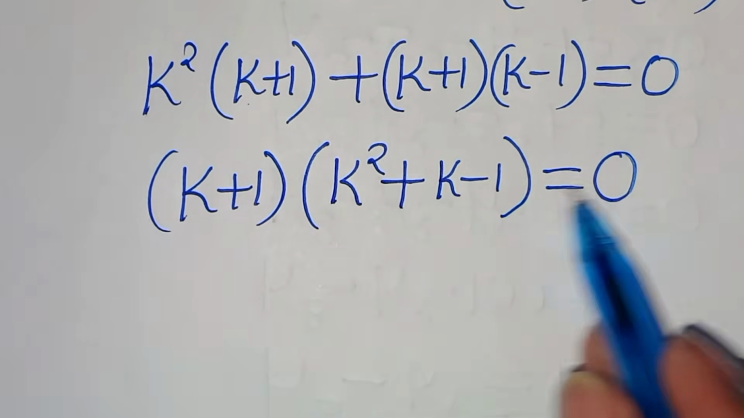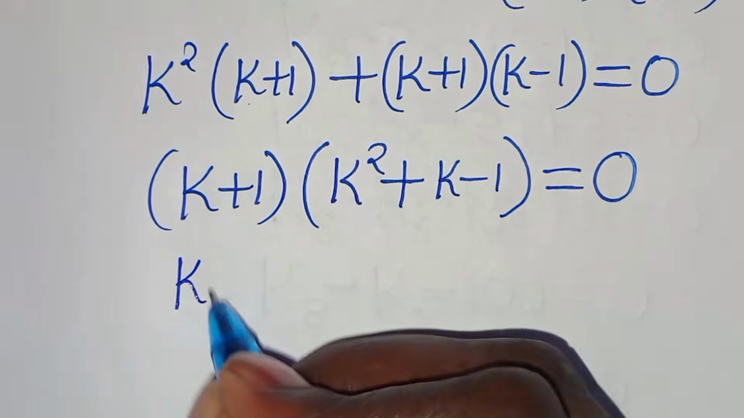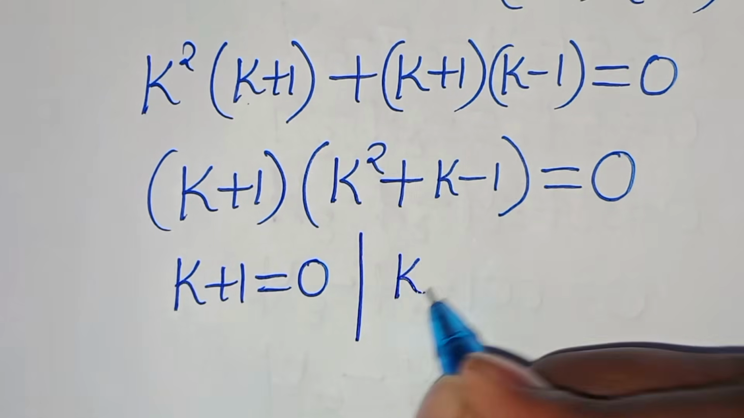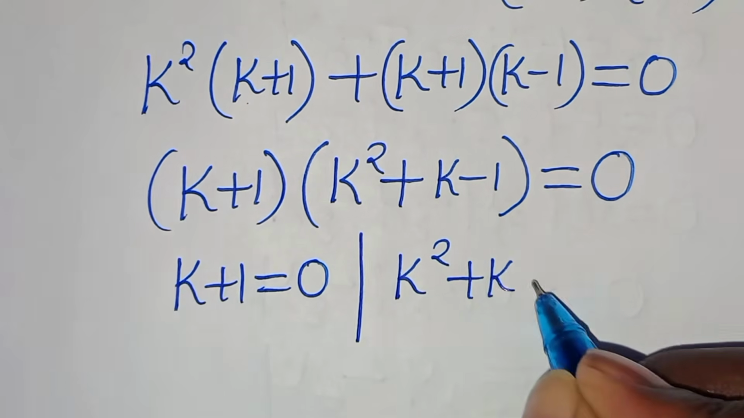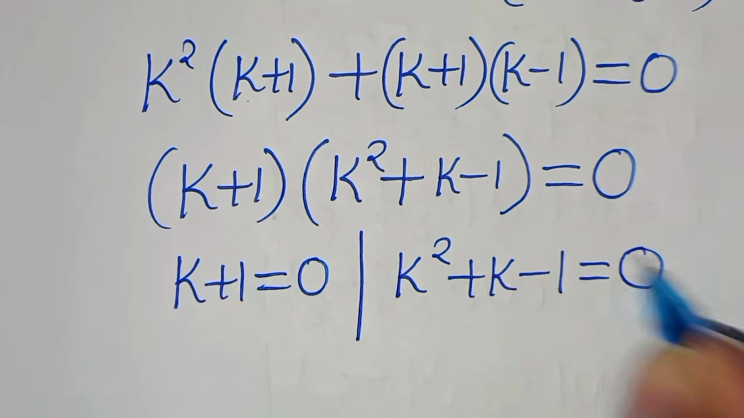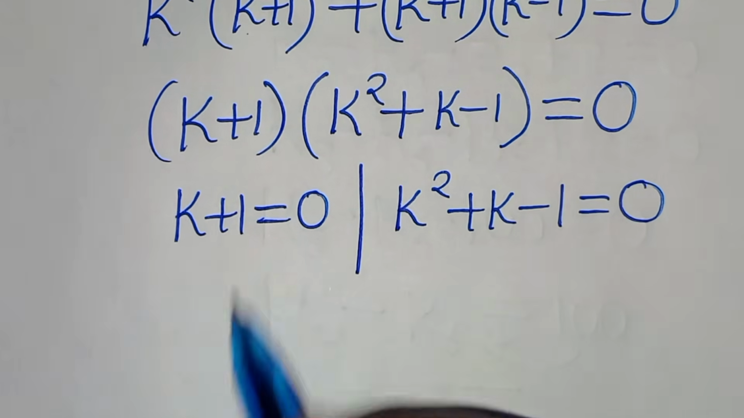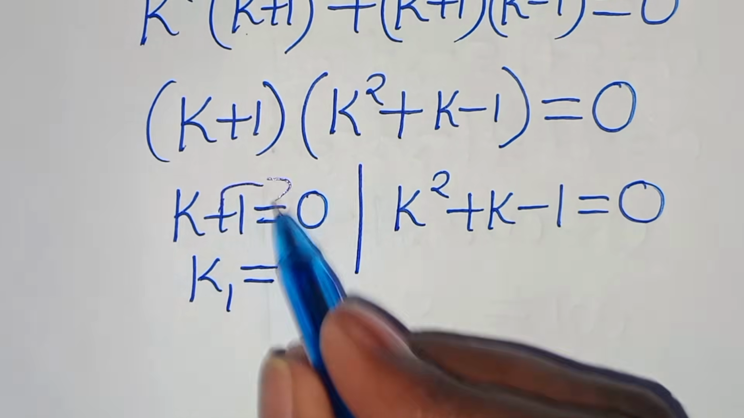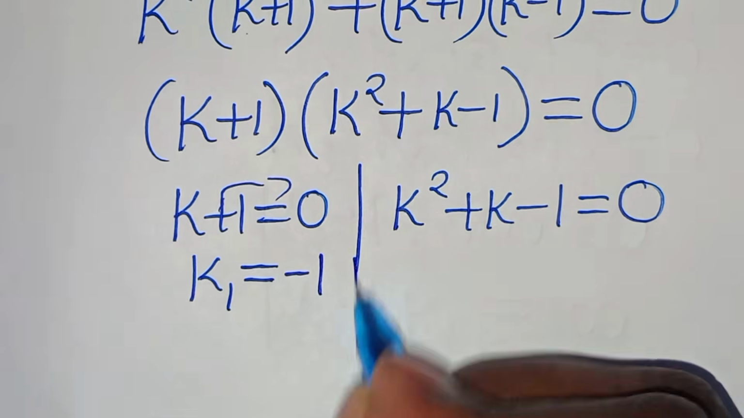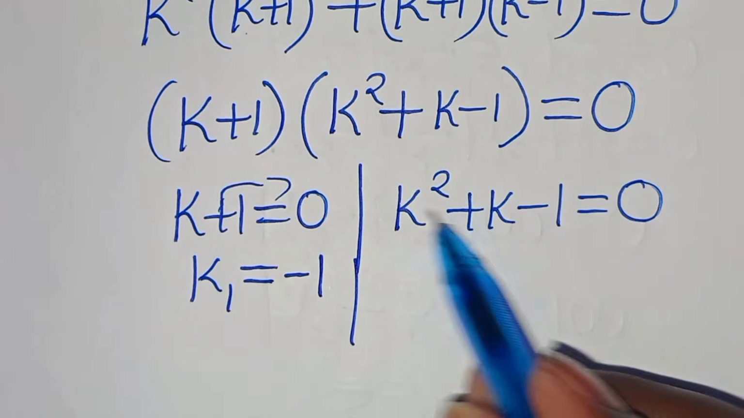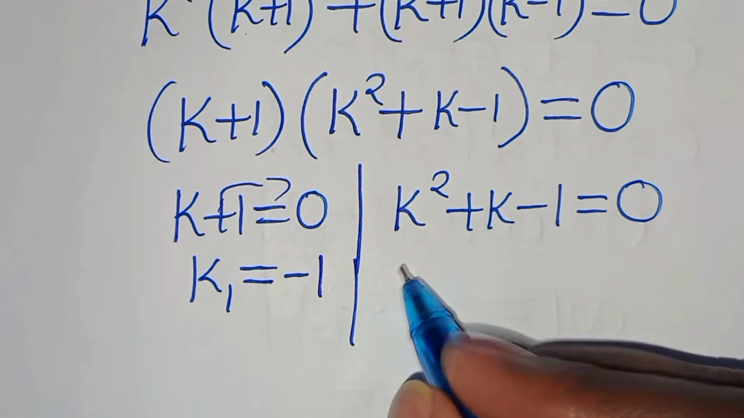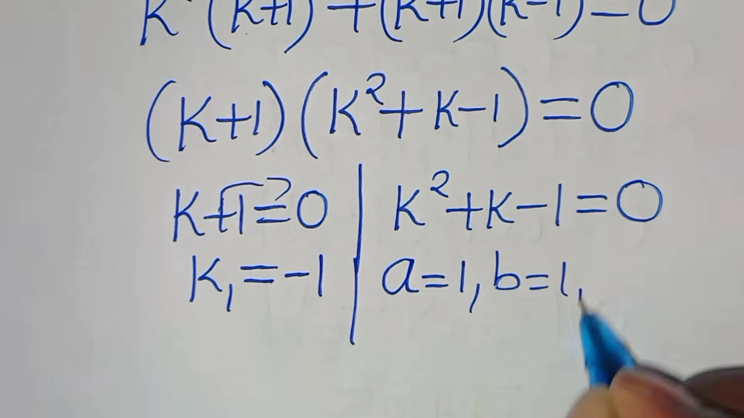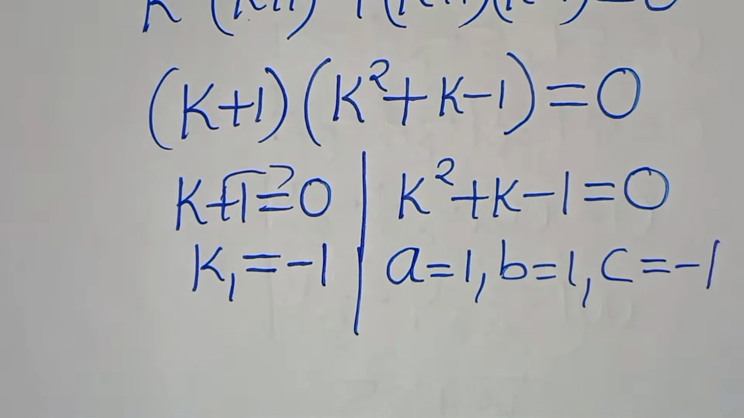Now, we have two parts here. We have k plus 1, this is equal to 0. Then we have k to the power of 2 plus k minus 1, this is equal to 0. Now, here we have that k1 is equal to, let's take plus 1 to the right hand side, so this becomes minus 1. And then we have the second part here. This is the quadratic equation where we have a is equal to 1, b is equal to 1, and c is equal to negative 1.